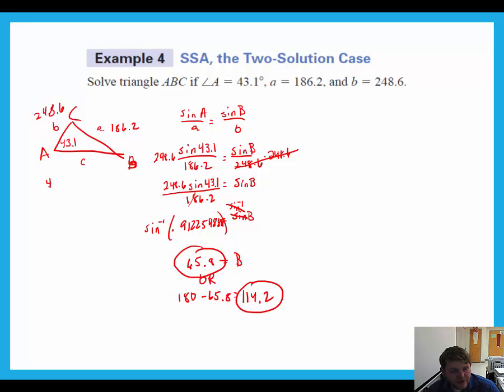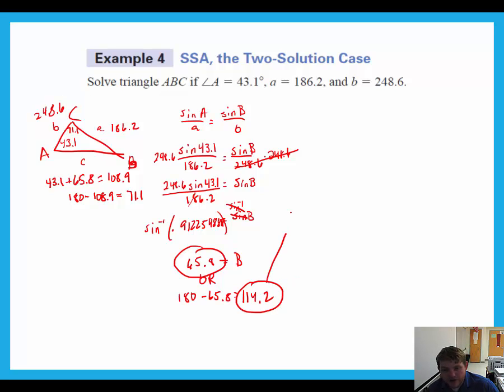So if I do 43.1 plus 65.8, then you're going to get 108.9, which works because this is less than 180 degrees. So now if you do 180 minus 108.9, you're going to get 71.1 degrees, which means that this could be 71.1 degrees. So now we can solve for side C.